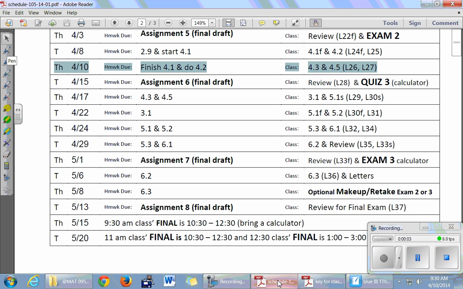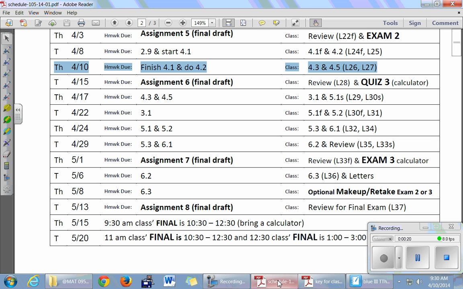All right, so today, Thursday, April 10, we'll take our quick peek at the calendar. Today we're going to cover two sections, 4.3 and 4.5. Normally we cover 1.5 sections. These sections are fairly short, so I think we'll be able to do 2 in one day.